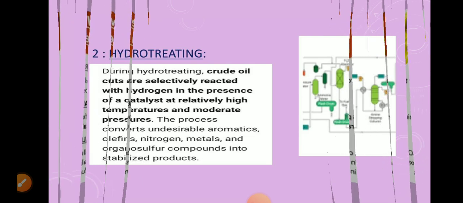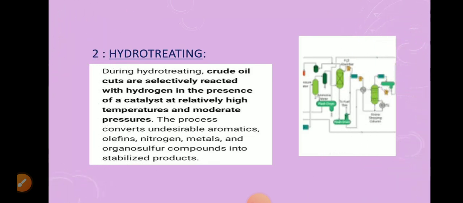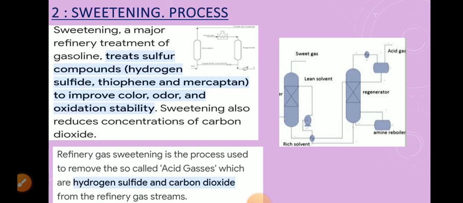Next is the hydrotreating process. During hydrotreating, crude oil cuts are selectively reacted with hydrogen in the presence of a catalyst at relatively high temperature and moderate pressure. The process converts undesirable aromatics, olefins, nitrogen, metals and organosulfur compounds into a stabilized product.